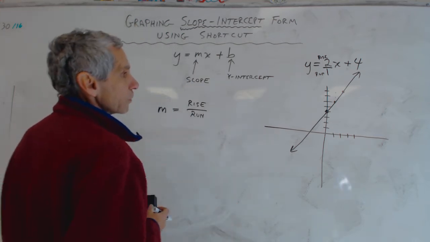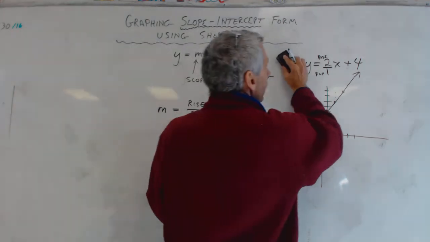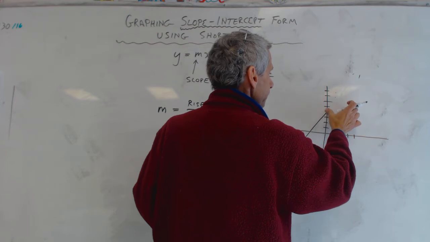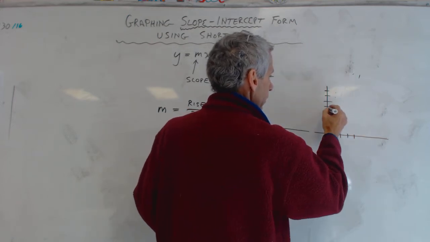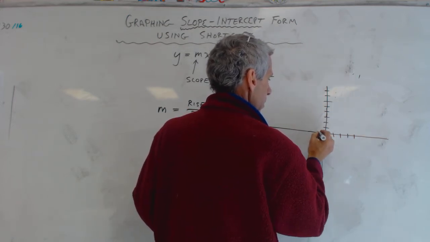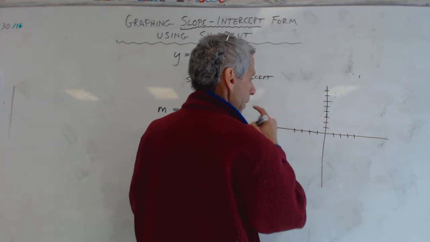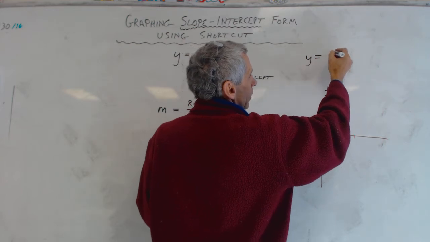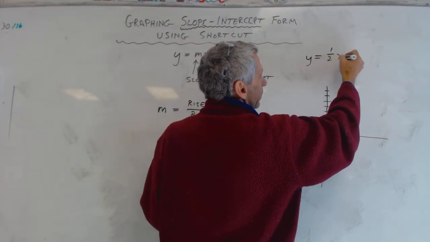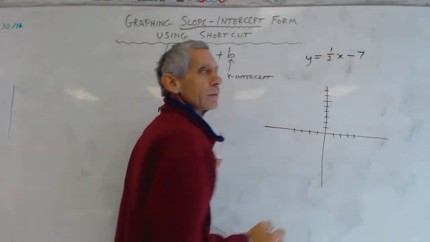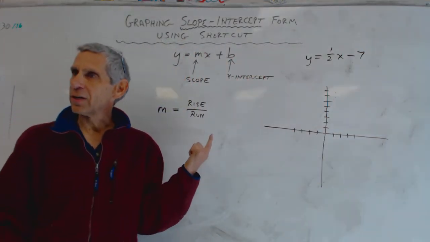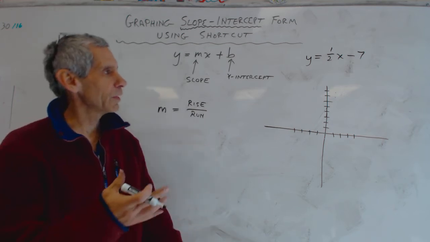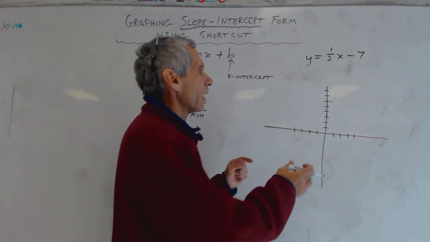Okay, so let's try a few. All right, let's try y is equal to 1/2 x minus 7. Okay, so using a t-chart, that would take a little computing, right? I mean, it wouldn't be that hard, but it would take a little time.